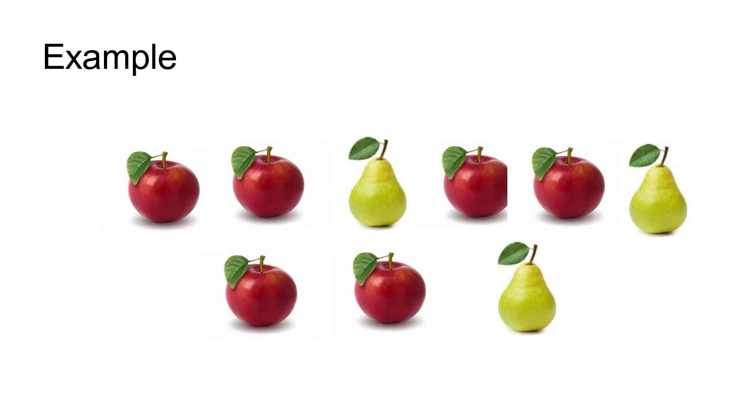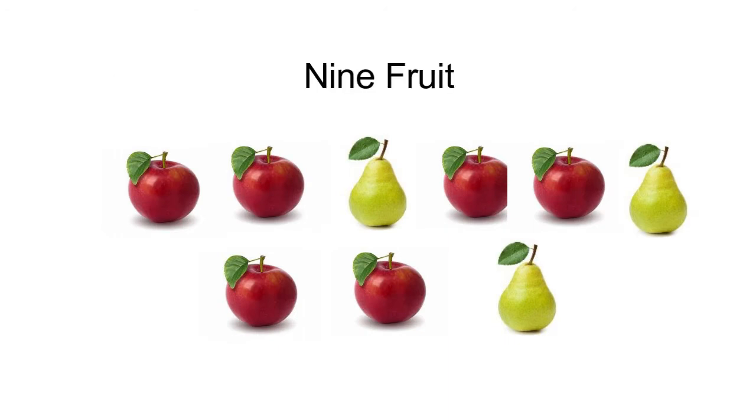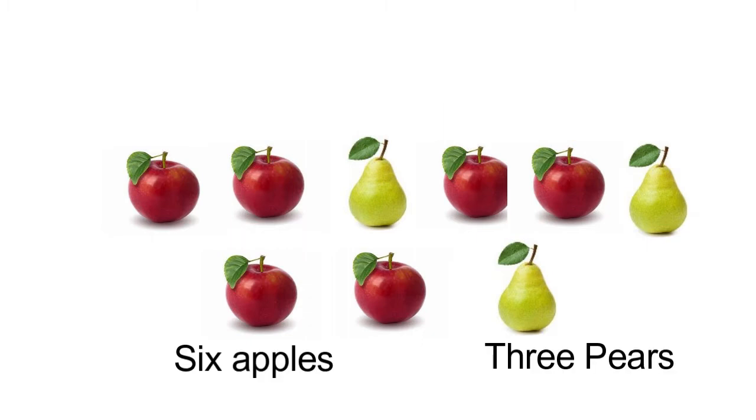For example, let's compare the number of apples to the number of pears. There are 9 pieces of fruit, that is 6 apples and 3 pears. So, the ratio of apples to pears will be 6:3, or it can be written in fraction form as 6/3.